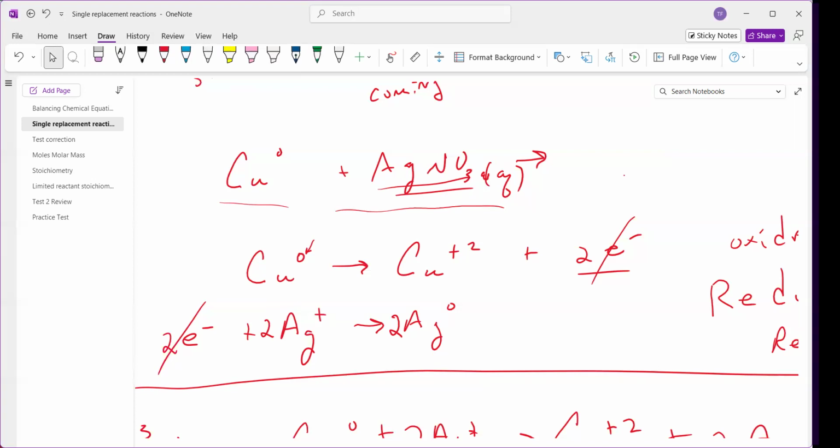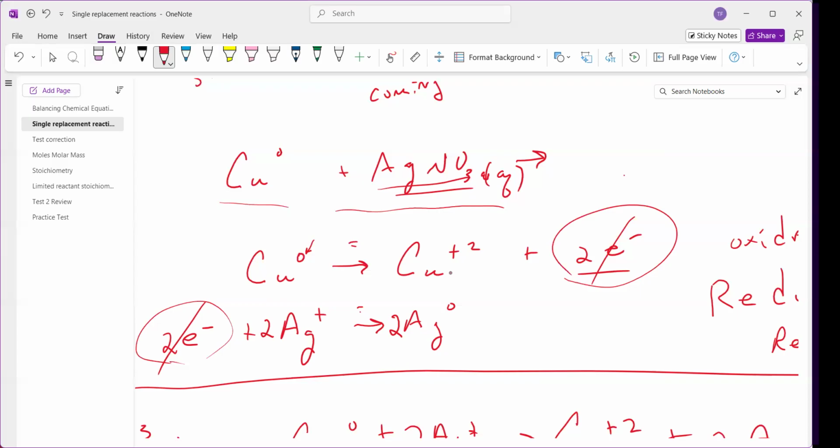So what's got to cancel when we add those 2 up algebraically are the electrons. So we have 2 electrons here. We have to have 2 electrons on the other side of the equation. So they cancel, which is a fancy way of showing that one is leaving and the other is being received. Okay, so this is crucial to show you what's going on.